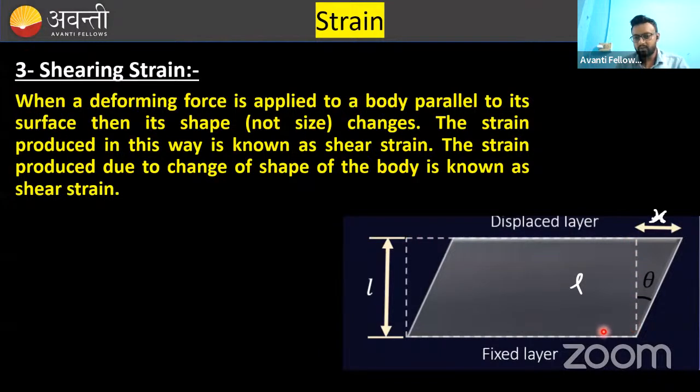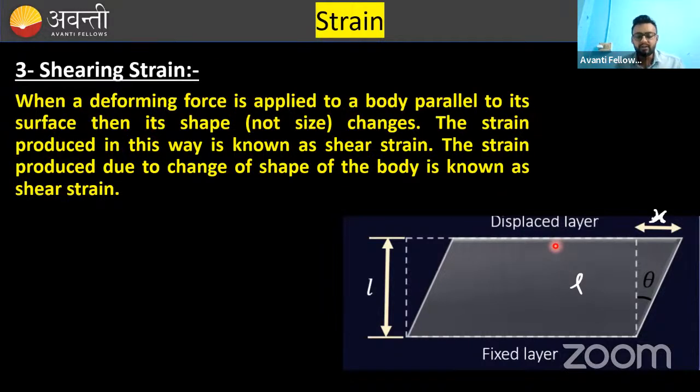The bottom of the body is kept fixed, like it may be placed on a rough surface so that it's just fixed. At the topmost surface, a force F is applied towards the right. Due to this force, the shape of the body changes. As the bottom surface of the body was fixed, only the top layer deforms. So this deformation is known as shearing strain.